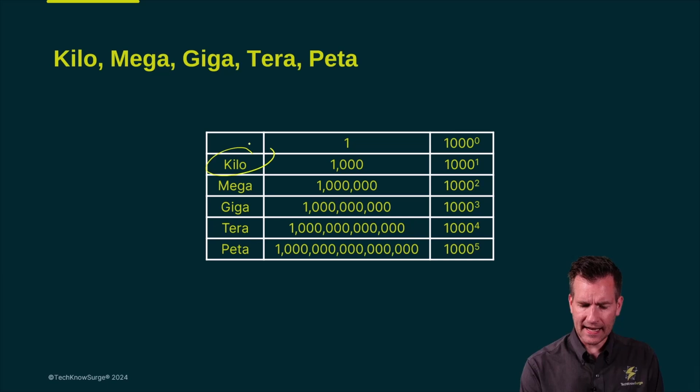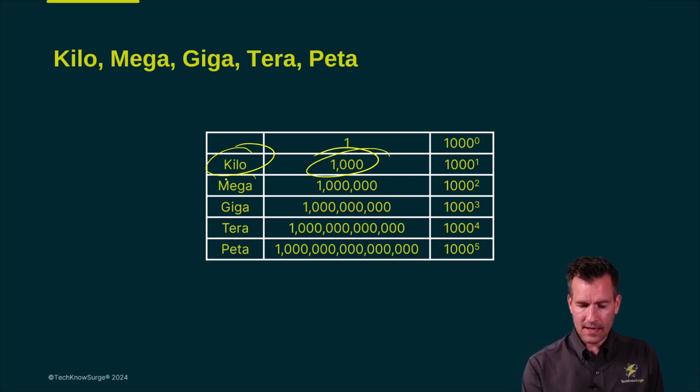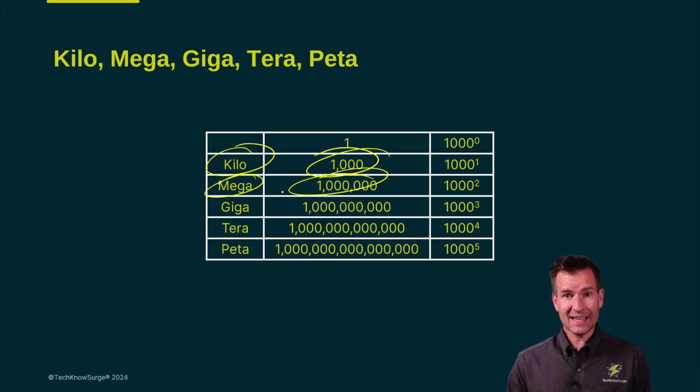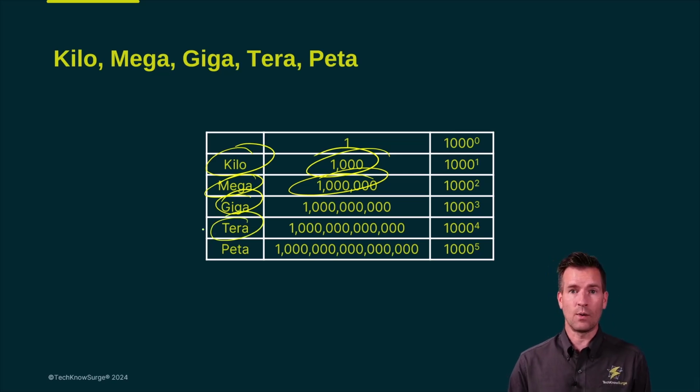A kilo stands for 1,000. So if I have a kilobit, that's 1,000 bits. If I have a kilobyte, it's 1,000 bytes. Same thing with mega. If I have a megabit, then it's 1,000,000 bits. If I have a megabyte, then it's 1,000,000 bytes. Same thing with Giga, which stands for billion, and Tera, which is trillion, and so on and so forth.